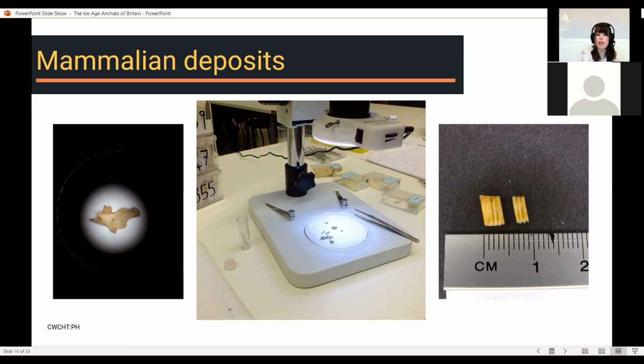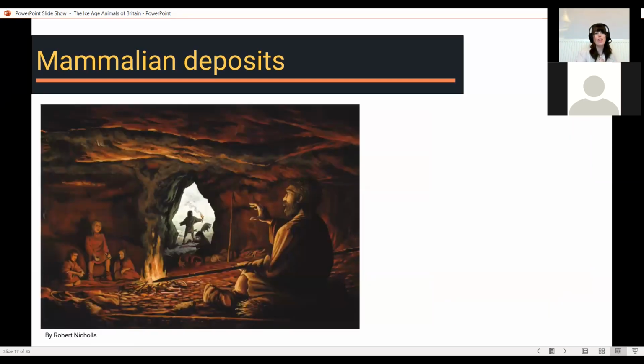And if you're really lucky, some of these cave deposits might contain really, really rich remains of bones and teeth of small mammals. Some deposits might contain hundreds of small mammal bones and teeth. And then finally, another way that mammal remains might end up in caves is through human activity, which I'm going to speak a bit about later.